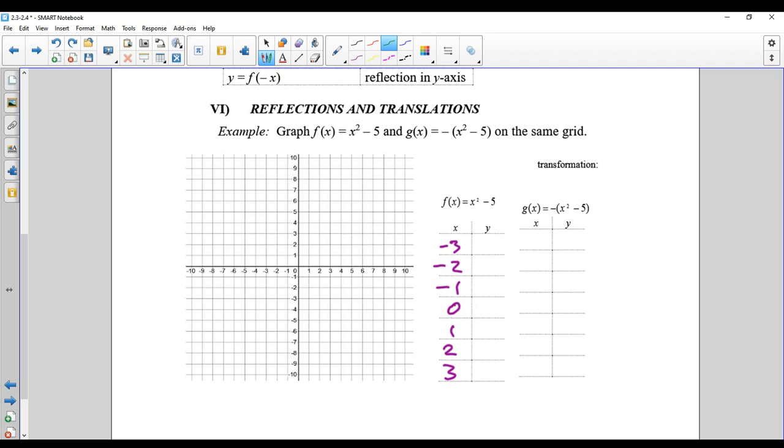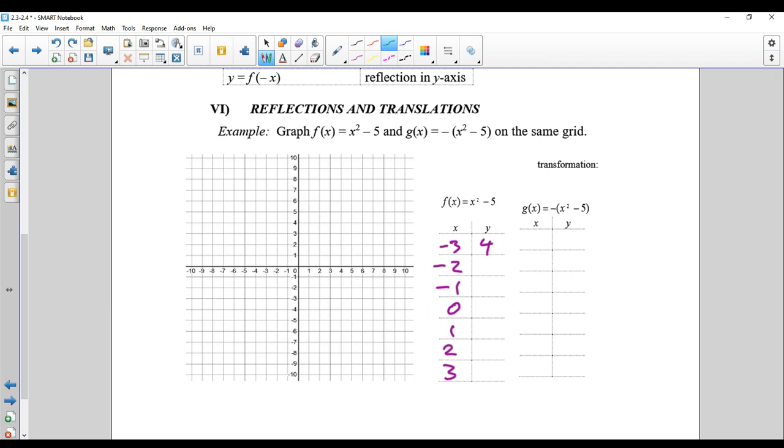You don't need me to help you with that. Then we're going to talk about what would happen if we were to put a negative in front of that whole function. How would the function look after I did that? So be careful now, folks, because I see somebody making a mistake already. If I take minus 3 and I square it, I'm going to get 9. And then 9 minus 5 would be 4.